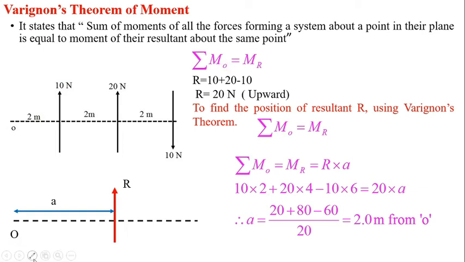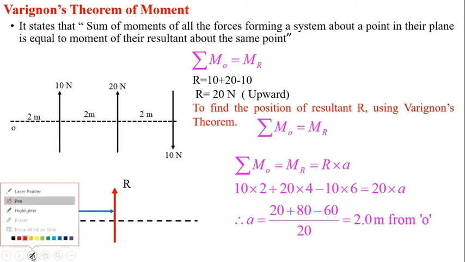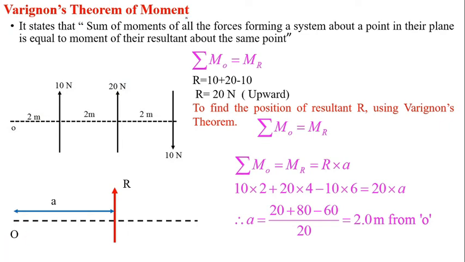So this is the statement of Varignon's theorem. Again I am reading the statement. It states that the sum of moments of all the forces forming a system about a point in their plane is equal to the moment of their resultant about the same point. Mathematically it can be expressed like this: summation M about point O is equal to the moment of the resultant.